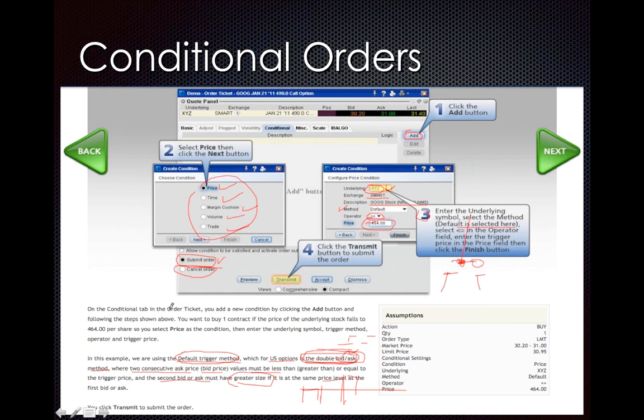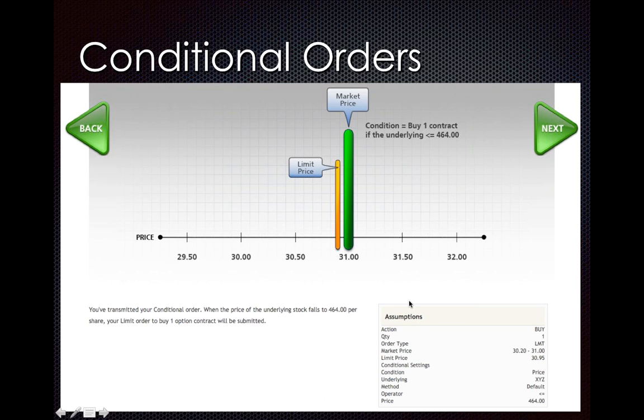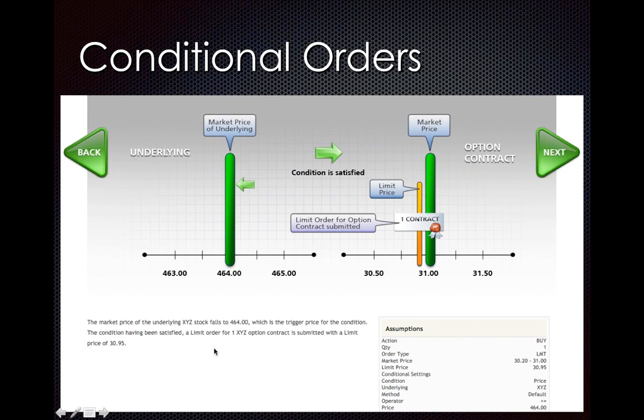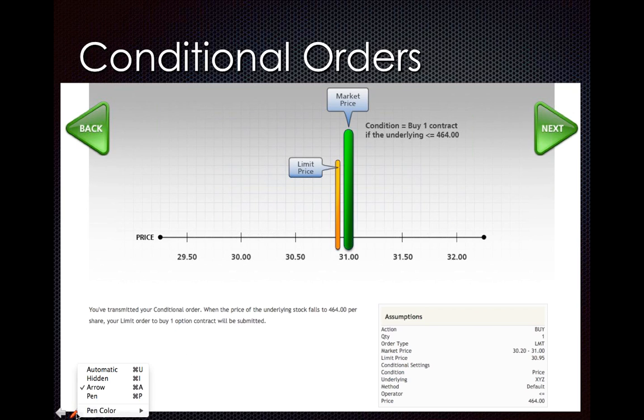Again, what we are here to do is to submit a conditional order that will trigger when the underlying price meets 464, and then the order will trigger. Let's just see how transmission goes to the market. This is the market price, and let me just come back to it again, and this is the limit price.